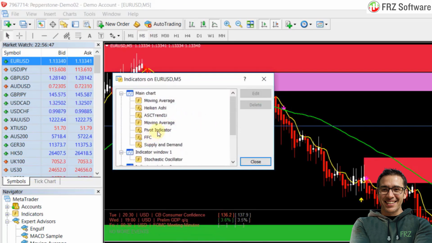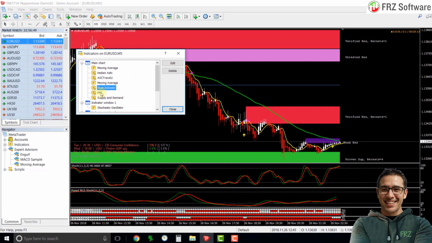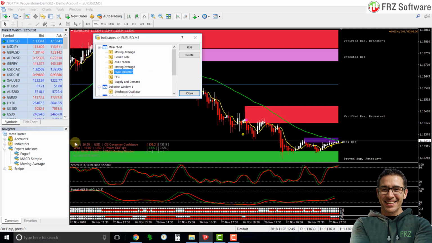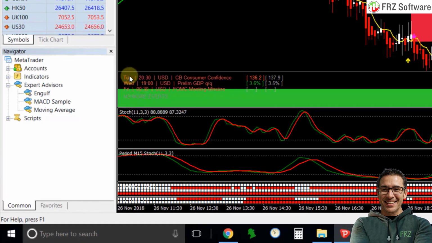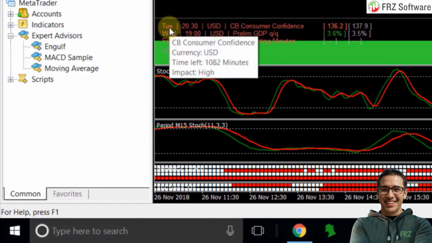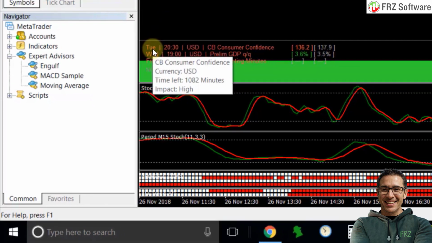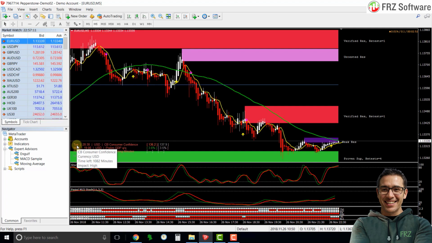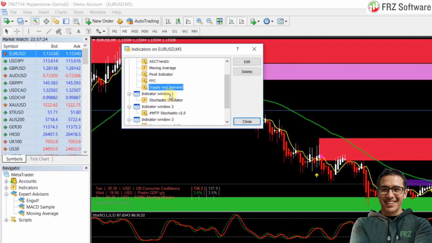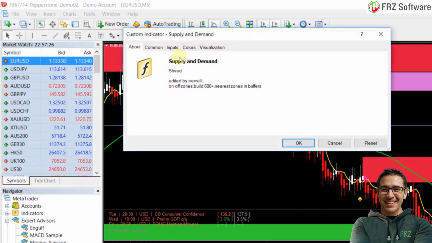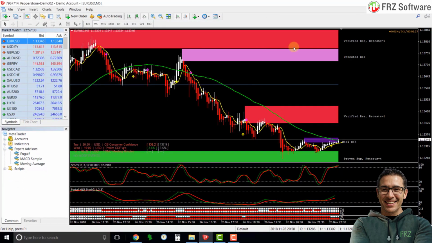This is the news indicator. You can see upcoming news here listed in the bottom left corner. So if you just move your mouse pointer, there you will see the time left. So you can see the upcoming news on the chart itself. It is always better to avoid high-impact news times. Then we have Supply and Demand indicator that shows supply and demand zones in different colors. You will see all these red, green, pink colors, which are painted by this indicator.